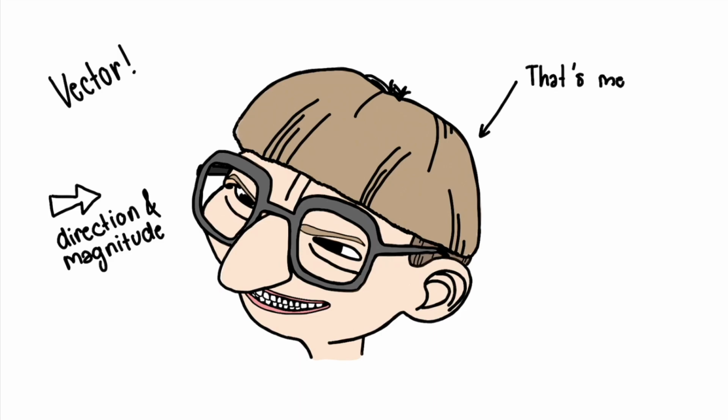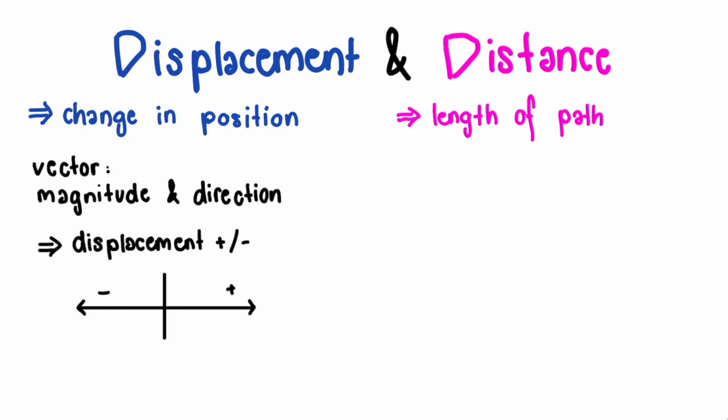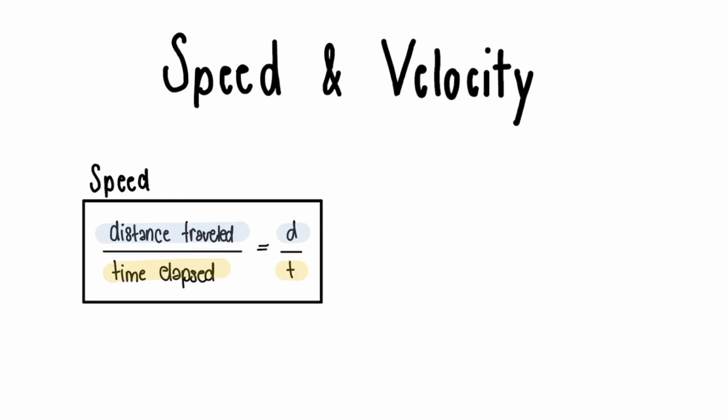Oh yeah! But what is important in physics is that the displacement can be positive or negative. It depends on the direction. On the other hand, the distance traveled is always positive. With these two things, we can now calculate the speed or velocity of objects. The average speed is defined by the distance traveled divided by the time elapsed. It refers to how far an object travels in a given time, regardless of its direction.